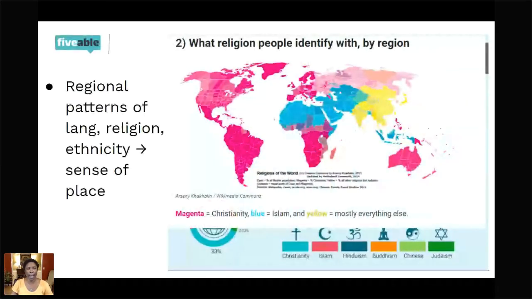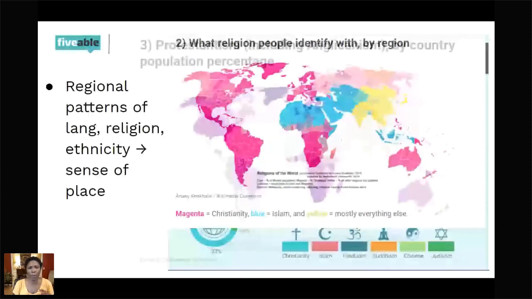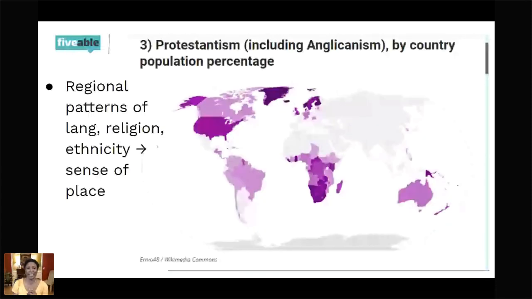So when we're looking at patterns of religion or language from a cultural standpoint, I came across this great resource that takes a look at what religion people identify with by region. So having a look at that, and I love this. It says magenta is Christianity, blue is Islam, yellow is mostly everything else. Looking at these patterns, I love looking at maps and engaging the information. Here's another one: Protestantism by country, population, and percentage.